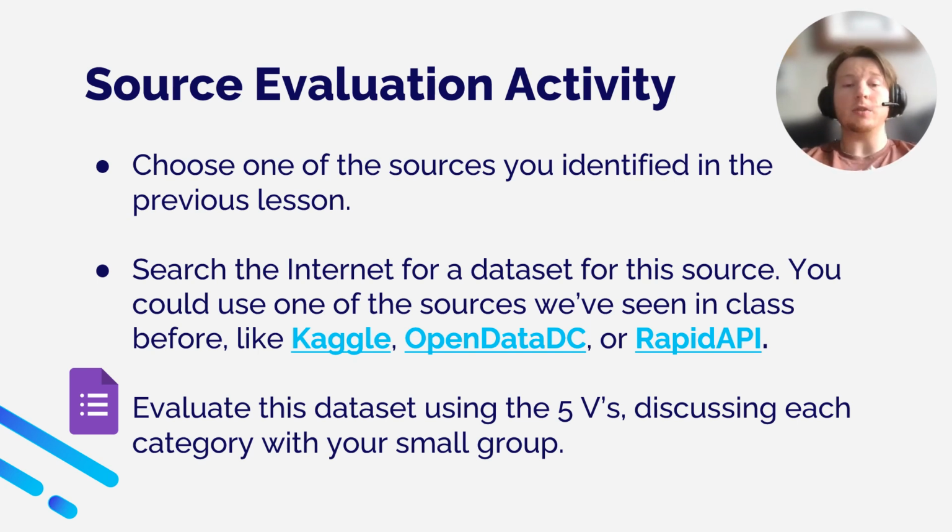So what we want students to do is evaluate their data set using the 5 Vs. They should talk about each category with their small group to get some sort of peer feedback there, make sure they're thinking about that the right way.